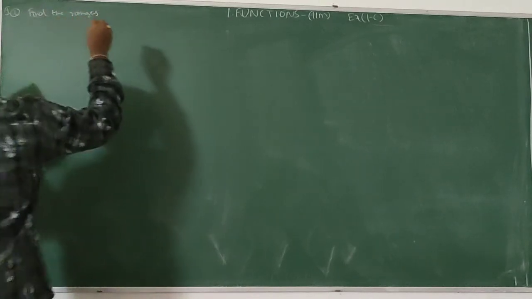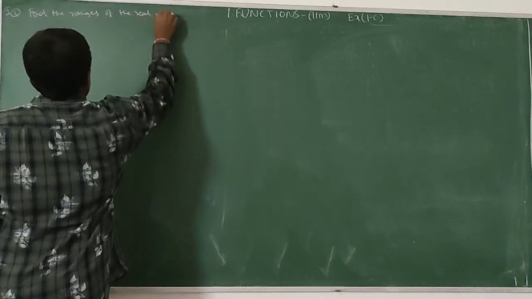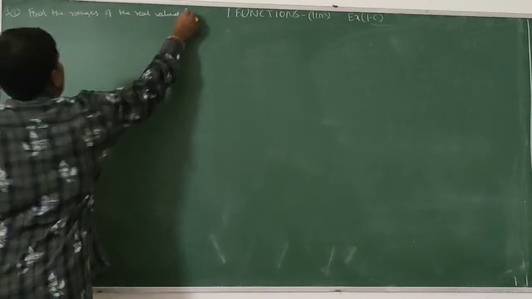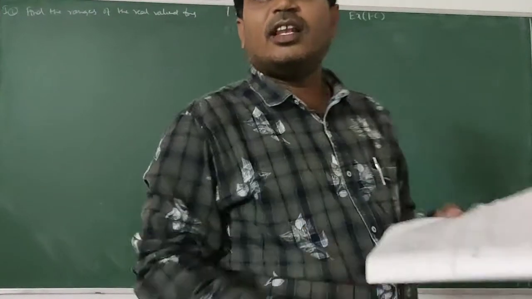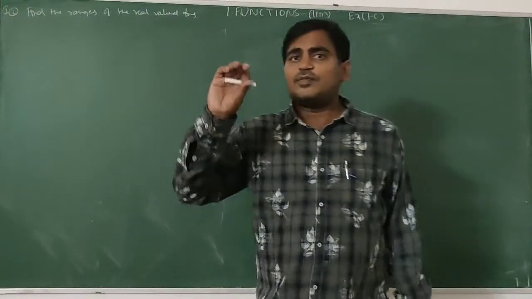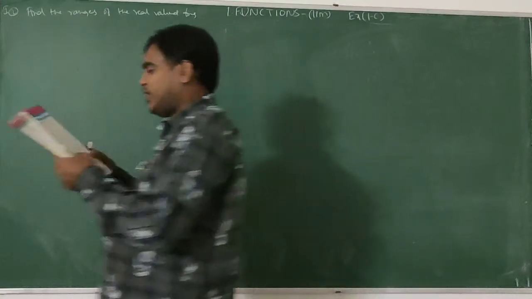Find the ranges of the real valued functions. Previously, we found a domain. If we substitute the domain values, we will get images. So that results we need to find.